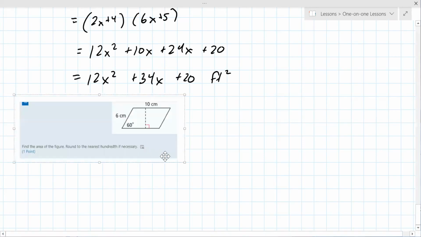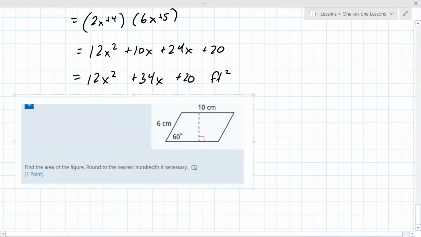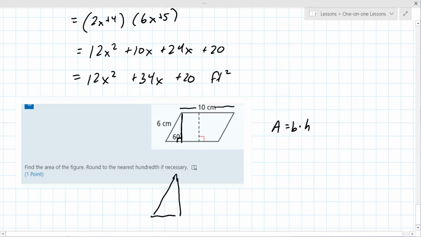All right, number 10. Find the area of the figure, round to the nearest hundredth if necessary. Okay, so this is a parallelogram. So we're going to assume that this 10 is the base. It's not real well labeled, but let's just go with that. So the area is base times height. The height we can get from this triangle over here. There's really a right triangle. I'm going to redraw it because it's kind of unclear which is the 60. So the 60 is here and 6 is here.